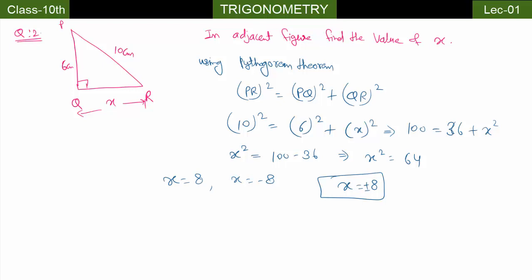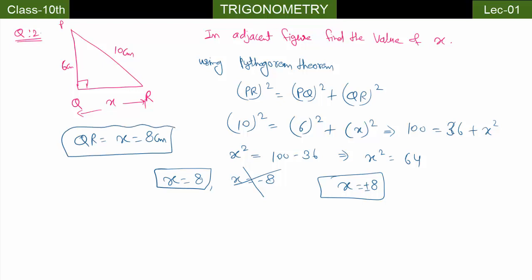But X is the length of the line segment QR, and we know the side of any triangle is always non-negative. So this cannot be negative. So X equals minus 8 is rejected and X equals 8 is accepted. So I can say the length of QR, which is equal to X, is 8 centimeter.